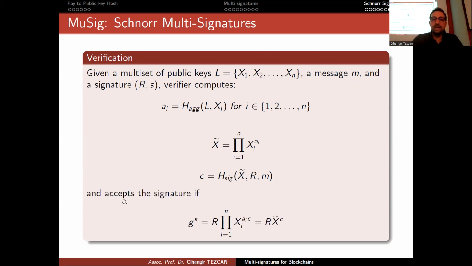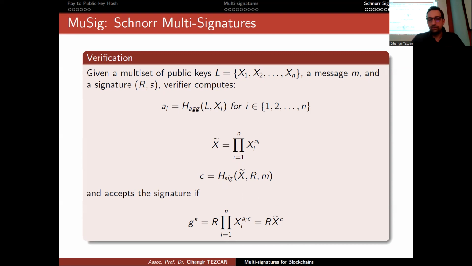So then it accepts the signature if S power of G, where you received S from the signature, equals the R multiplied with this, which is actually this. Okay. Since you have all of these inputs, you can check if this is equal to it. Okay, so if it is equivalent, then this means that the signature is correct.